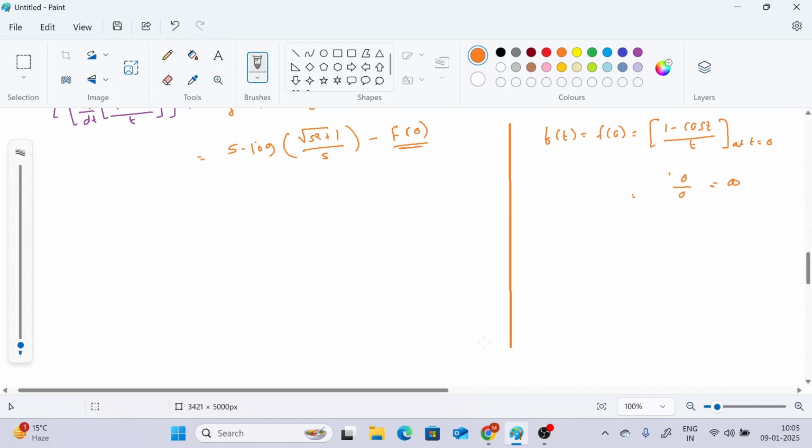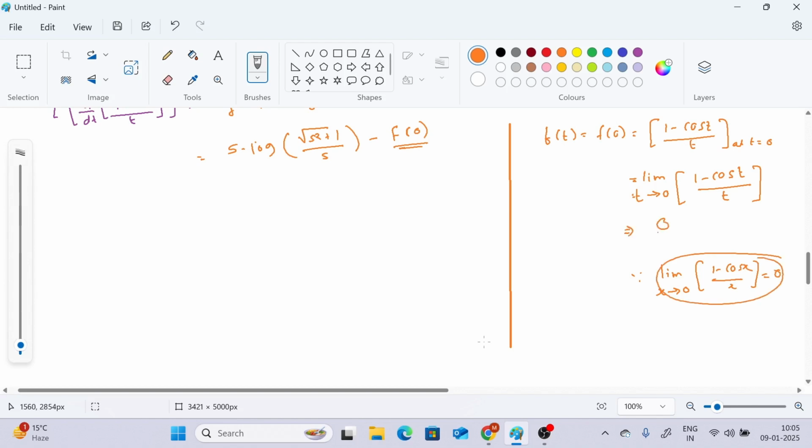In order to get the value of f of 0, we are going to apply the limiting value of t. So what can I write here? Limit t tends to 0 of 1 minus cos t upon t. We have a standard formula: limit x tends to 0 of 1 minus cos x upon x will be 0. The same logic we are going to apply here. So the value of f of 0 will be 0.